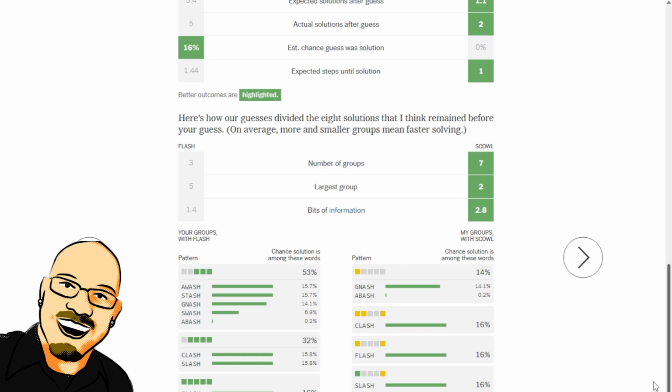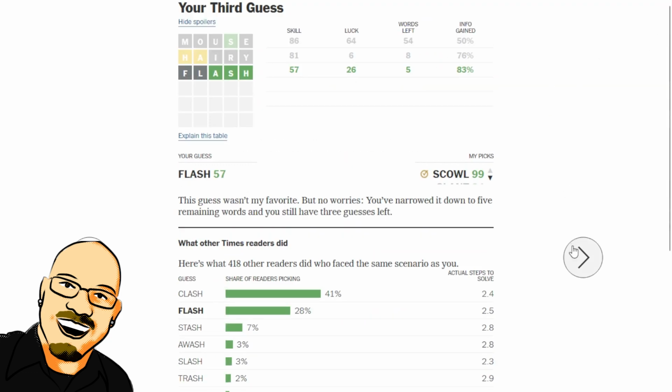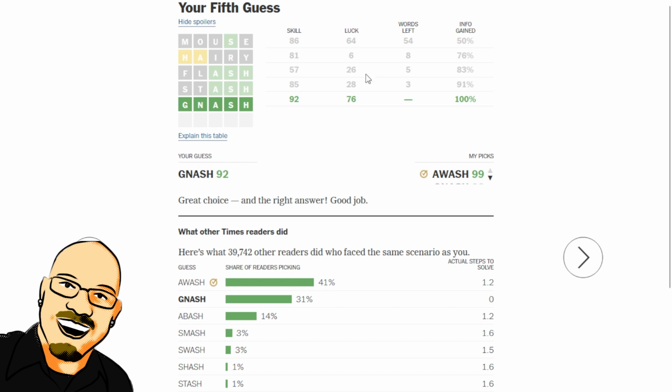So our words were all A-S-H. So our L words were clash, slash, and flash. Otherwise we had stash and swash for double S's. Nash was the actual word. Abash and awash were double A's, which we did not consider at all. So yeah, going for these guesses here, we only eliminated a couple each time. Finally got Nash with 3 words left.